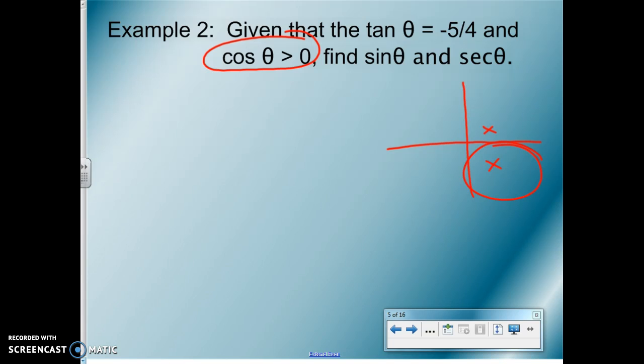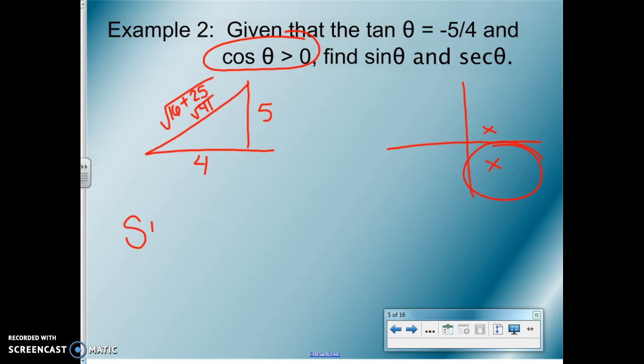So what I would do is draw my triangle. I know that tangent is y over x, so this is 5, this is 4, and then this is going to become the square root of 16 plus 25, which is 41. So the square root of 41 here. And so now they want me to find sine, so I would do sine of theta is opposite over hypotenuse, so 5 over the square root of 41.